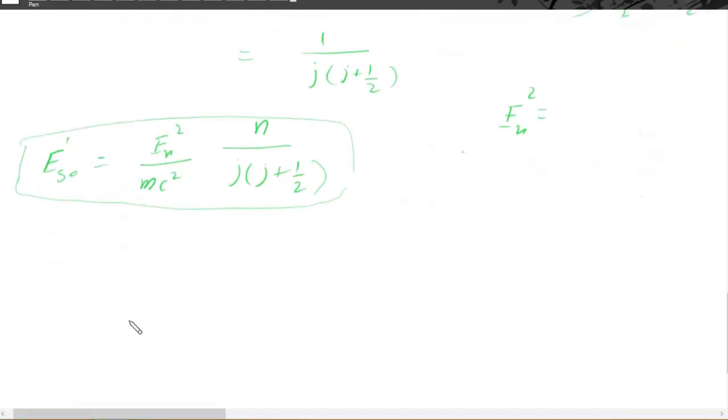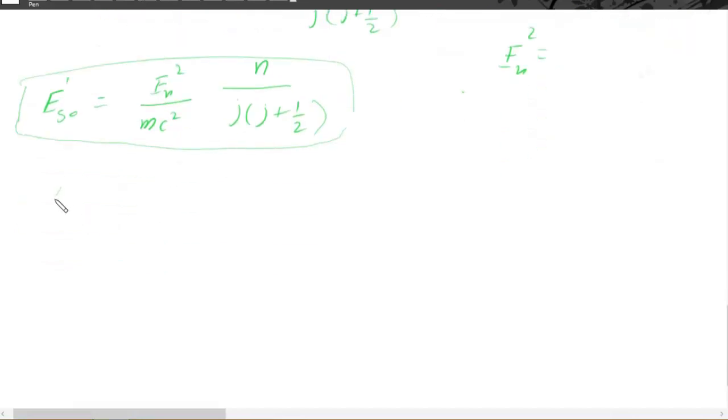Now we know the relativistic correction is equal to, we can find this in the previous videos, E_n squared divided by 2mc squared, here is minus, and 4n divided by j minus 3. Okay, we can find this term in the relativistic video.